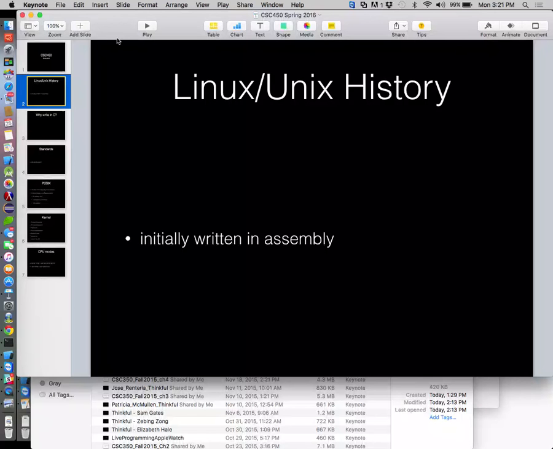But in any case, Unix was specifically written for specific hardware initially. So that means it was written in assembly language. So tell me what you know about assembly language. We've talked about that in some various courses. What does it mean to say that this operating system was written in assembly?